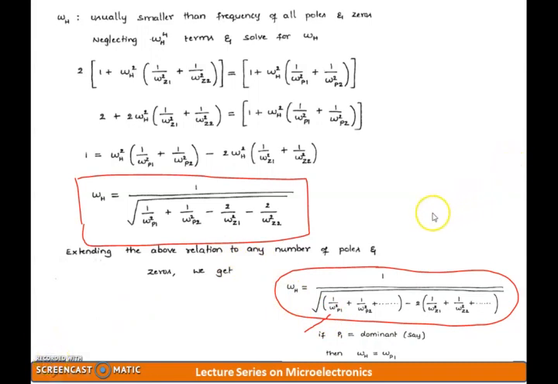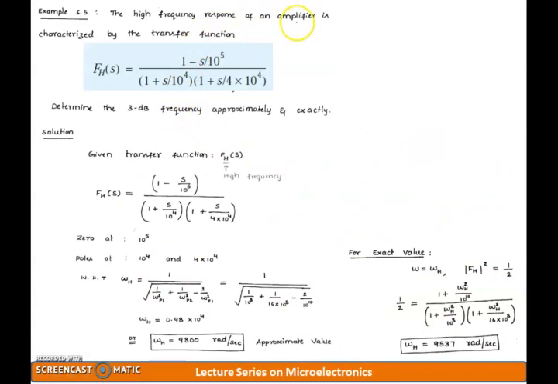Now let us try to understand this concept with a simple numerical. This is the numerical. The high frequency response of an amplifier is characterized by the transfer function given by this. Determine the 3 dB frequency approximately and exactly. Now we have a given transfer function. FH of s is equal to 1 minus s by 10 raised to 5, divided by 1 plus s by 10 raised to 4, multiplied by 1 plus s by 4 into 10 raised to 4.